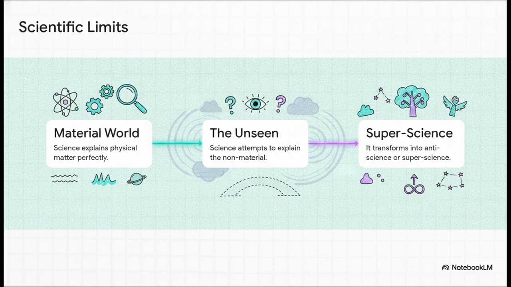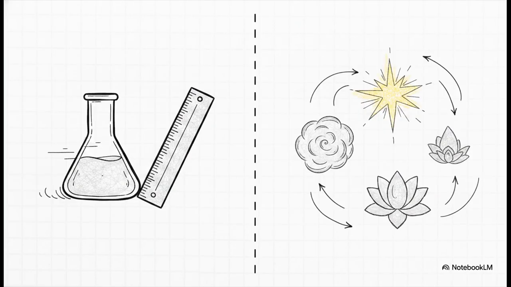According to the framework, there's a really fascinating boundary line here. Step 1 is straightforward. Science does a great job explaining the material world of particles. But at Step 2, when science tries to push past those physical particles to explain the non-material, things get a little tricky. At Step 3, the source argues it actually stops being science altogether and transforms into what they call anti-science or superscience. And here is where the categorization gets super specific, and honestly pretty bold.